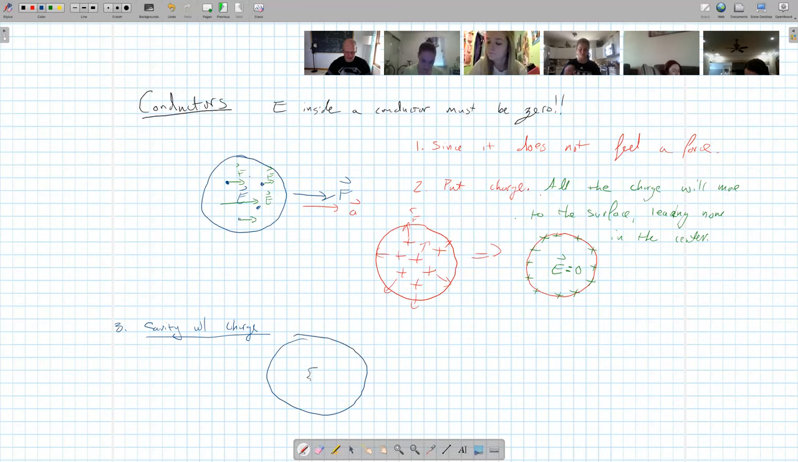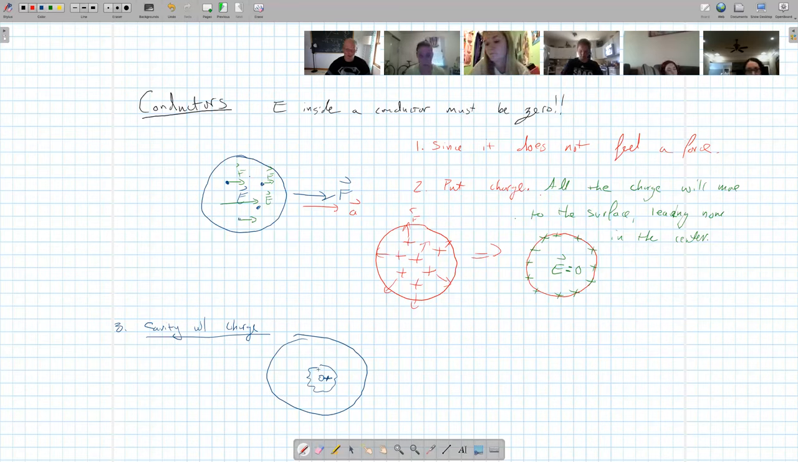And then I'm going to cut out a cavity on the inside, much like my tooth, and then put a positive charge, say, inside of here. Okay. What happens in this case? So that's a positive charge. Well, what happens in this case then?